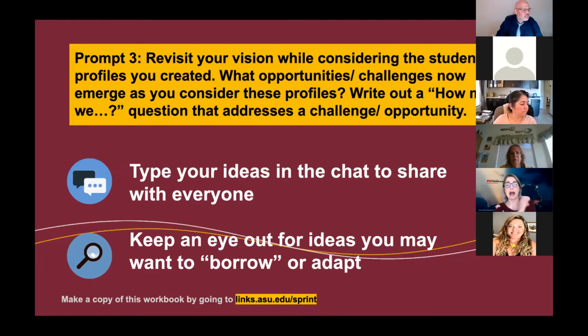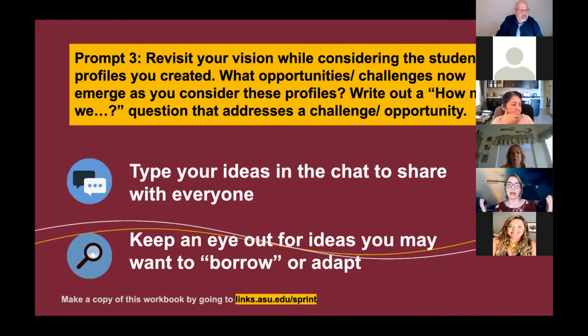So with that in mind, defining the problem, we want to have you revisit your vision, that initial vision for a powerful STEAM learning experience. Go back and think about what that was, what you wrote down, and do that while considering the student profiles that you created or wrote up. And then think about what opportunities or challenges now emerge as you consider these profiles.